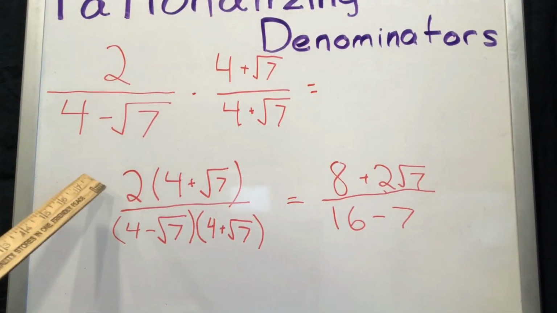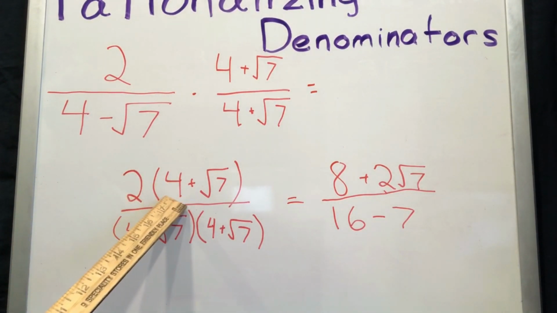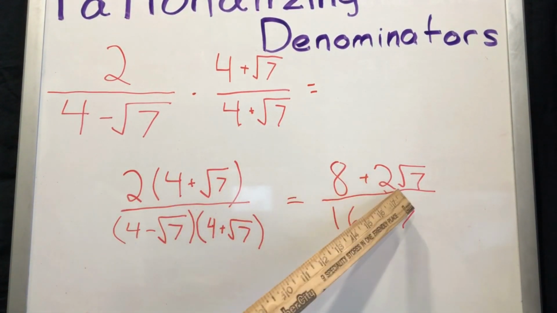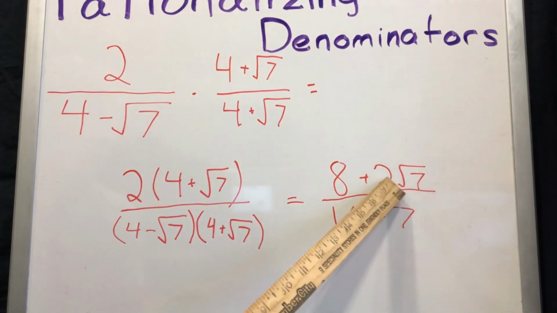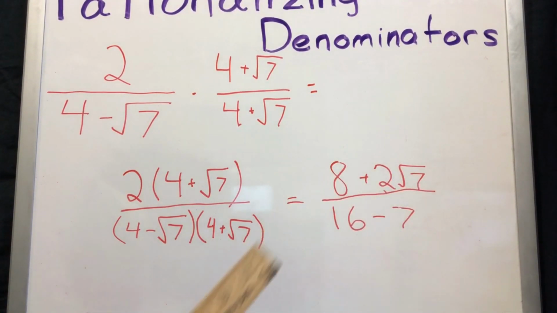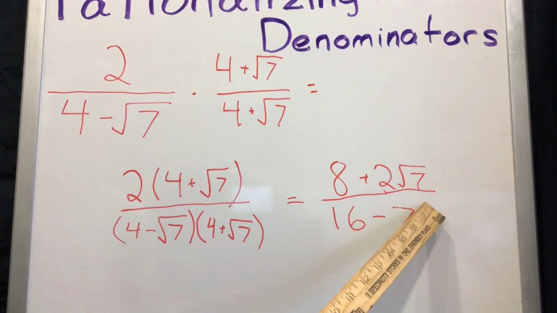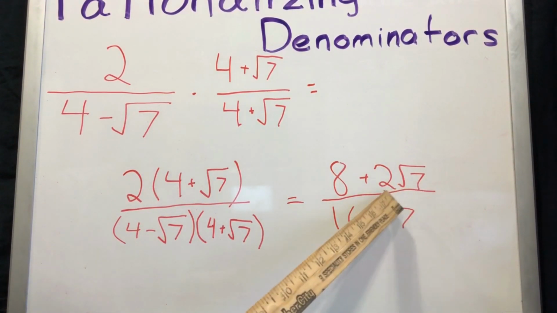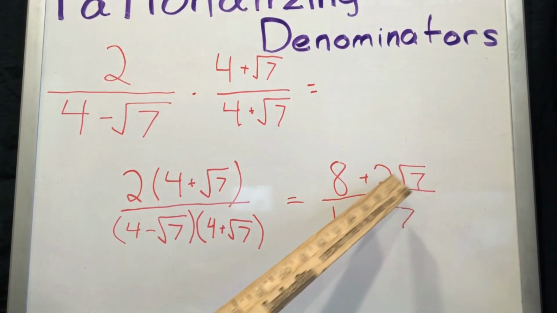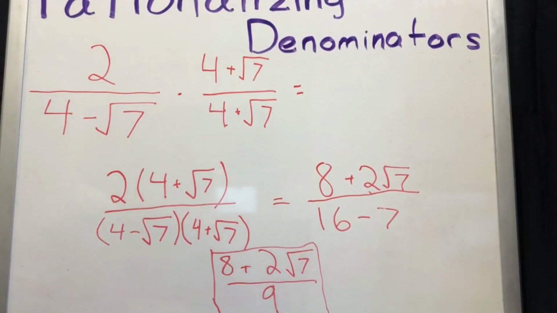Now, we distribute the 2 into the 4 plus rad 7 to get a numerator of 8 plus 2 rad 7. You'll notice I wrote 2 right next to the radical sign. When you want to write an integer or a coefficient multiplied by a radical, you just write it right up next to the radical, like I did with 2 and rad 7. So we have our answer, 8 plus 2 rad 7 over 9.